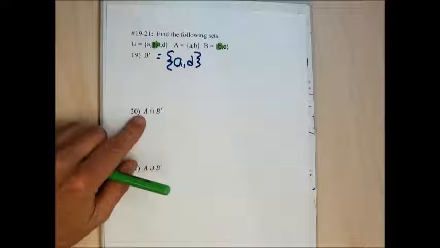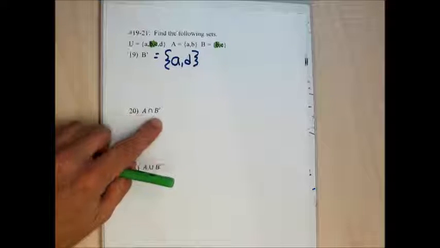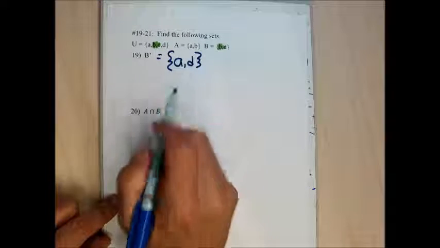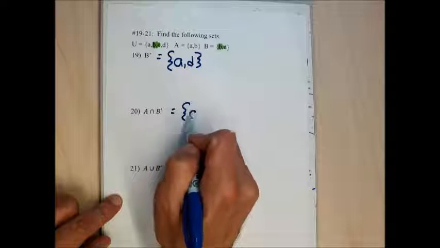20 wants me to find set A intersection B complement. Well, set A is the set that contains A and B.